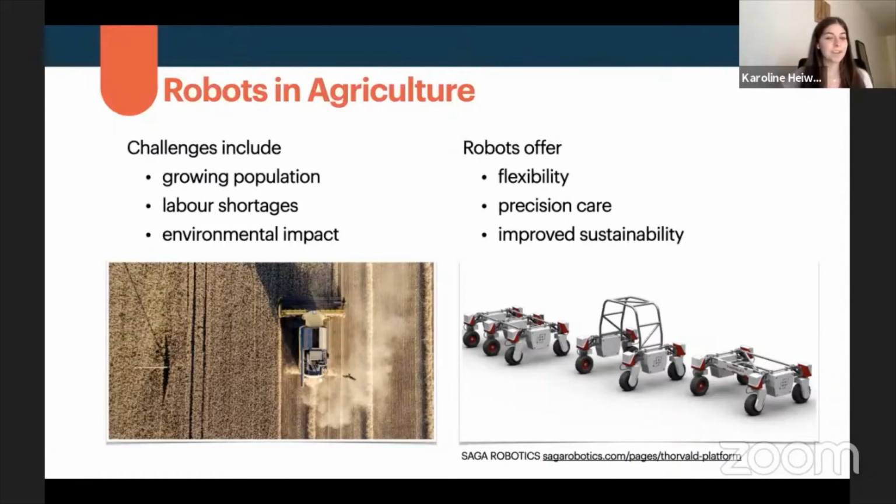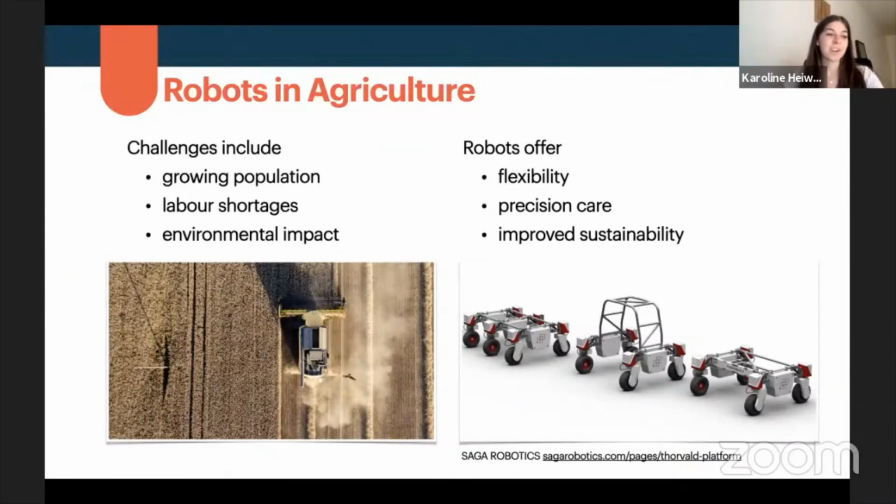So if you imagine, for example, a team of these autonomous robots could potentially go around the farm, monitor the crop, determine where in the field treatments are necessary, and then deliver precision care tuned to the needs of individual plants. So that's the vision basically for the future.